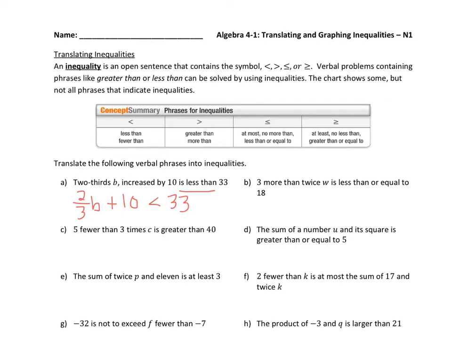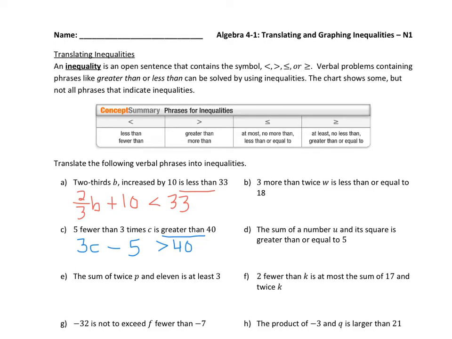Let's look at C. 5 fewer than 3 times C is greater than 40. So this one's a little bit confusing because it does have the words fewer than and greater than. Well, the greater than would be my symbol, and I know it's greater than 40. 5 fewer than 3 times C means 3 times C minus 5. So 5 fewer than 3 times C is greater than 40.